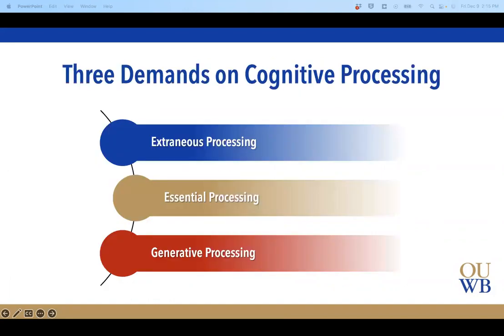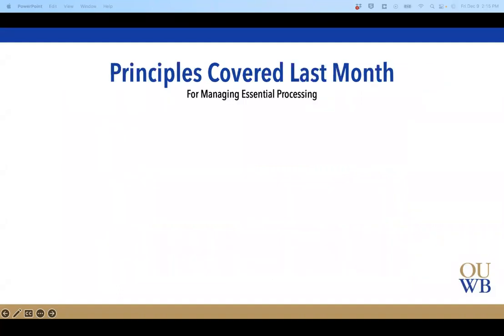we've already touched on this a little bit. I don't need to spend very much time on this. We have extraneous processing, essential processing, and generative processing. Those are sort of things, those are demands on cognitive processing that can impact how well learning happens. Again, today we're going to be talking more about generative processing. We've already previously spoken about extraneous and essential processing.